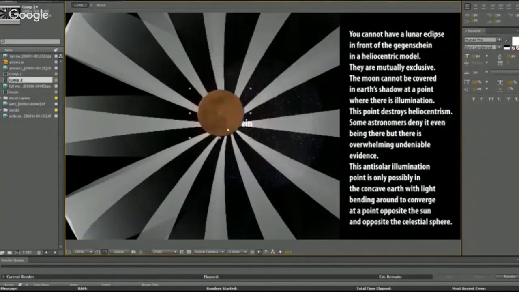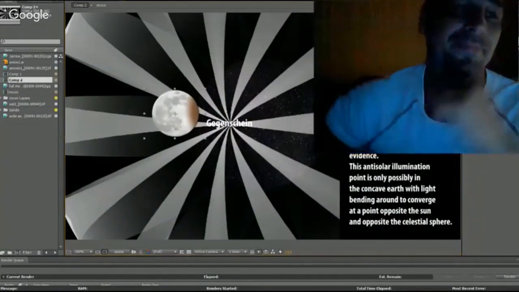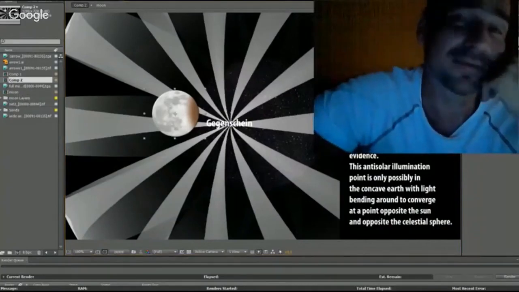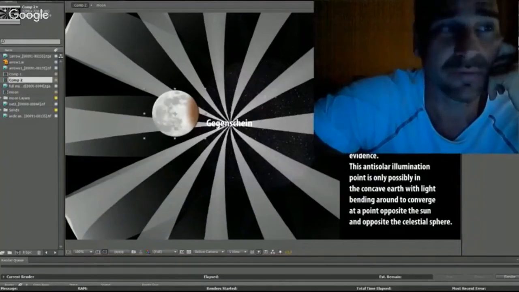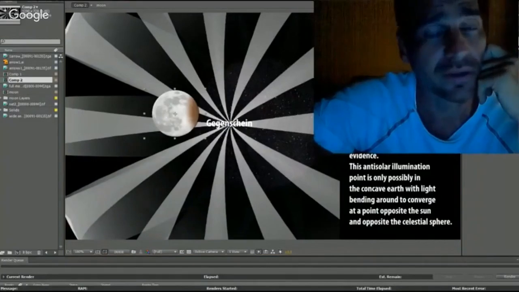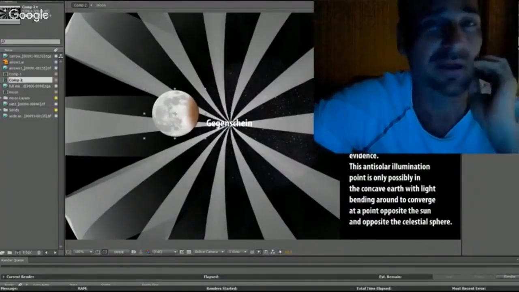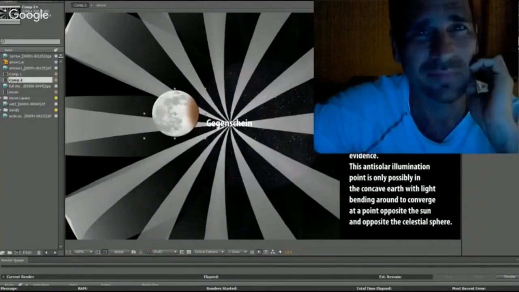The lunar eclipse. Now, a lot of people, initially when they try to refute concave Earth, will say, how do you explain lunar eclipses? Well, now we can turn that around, concavers. How do you explain the Jegenshine? How can the moon be eclipsed right in the exact area where there is illumination? I'm sure you got an answer for that. Maybe, what is your answer? Got to pull something out of your ass, don't you?